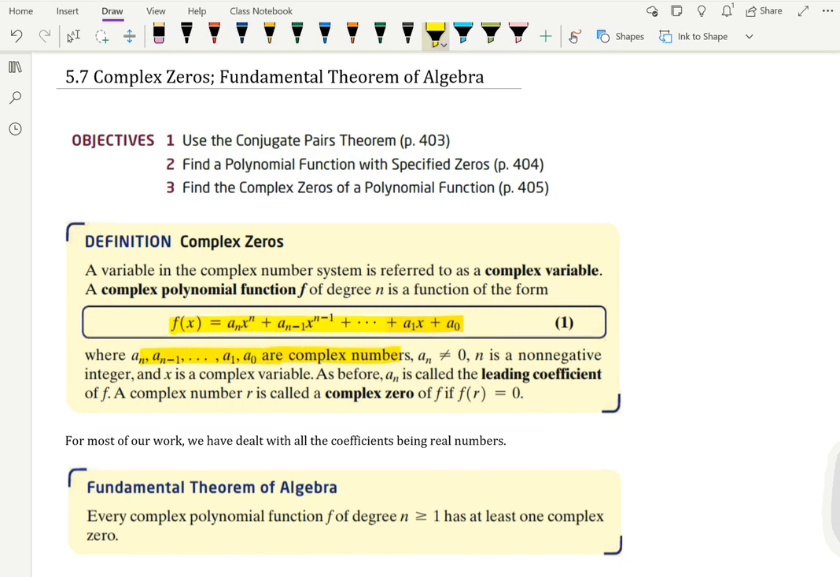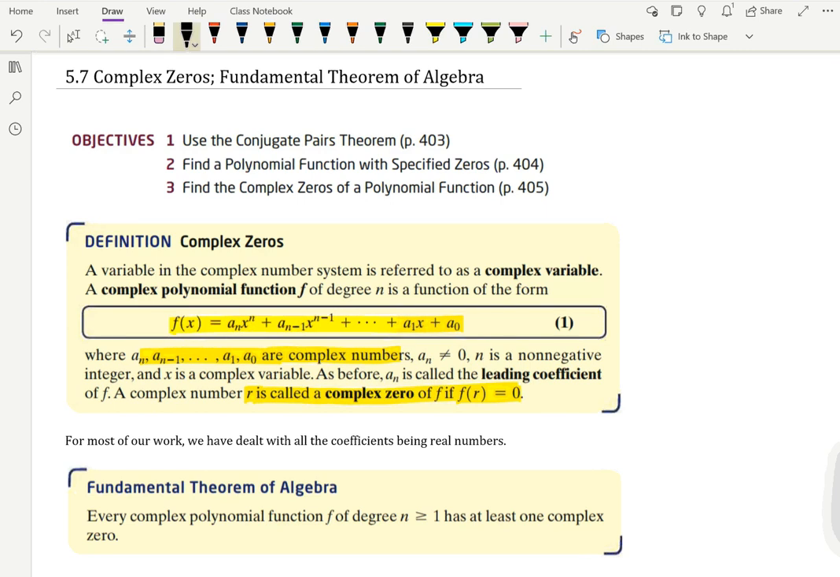So if our coefficients and our constant are complex, then we have a complex polynomial function, and we're going to end up with complex zeros. So instead of f of r equaling 0, meaning that r is a real zero of the function, now we're saying r is a complex zero of the function because we're dealing with complex numbers.